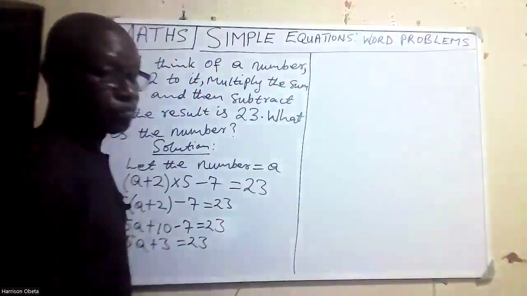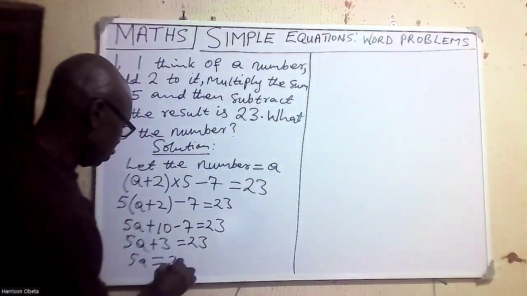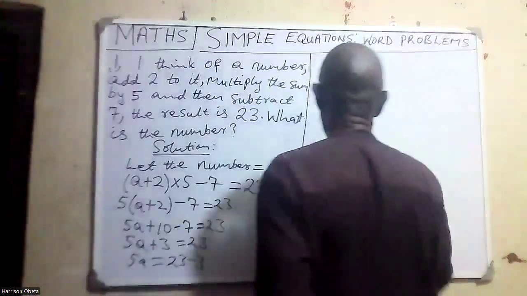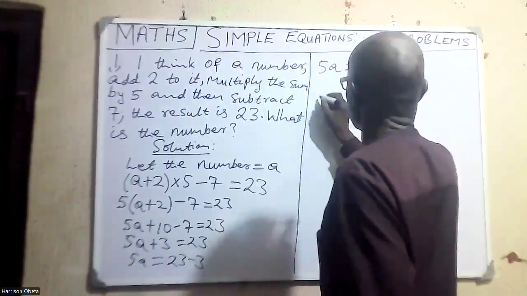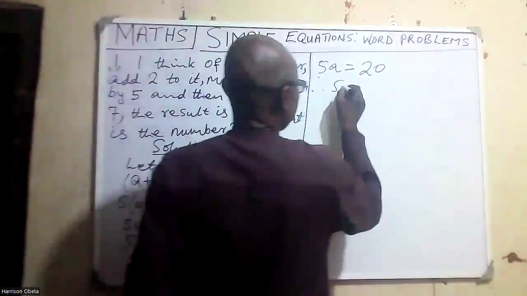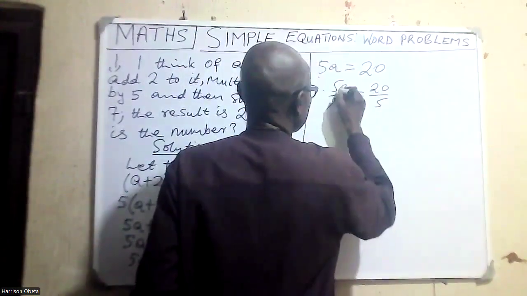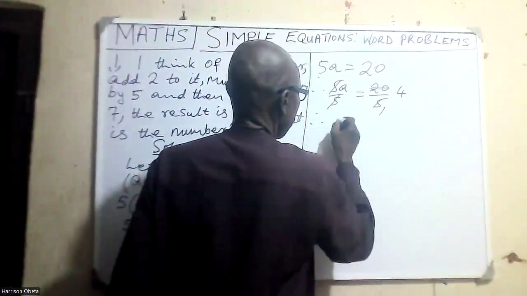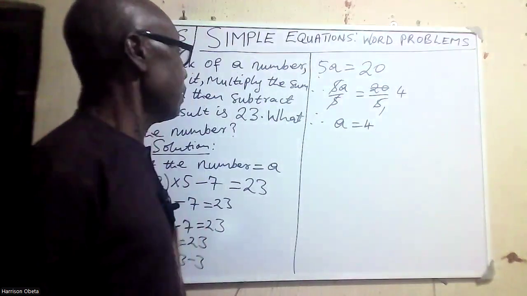Bringing them together, you have 5A is equal to 23 minus 3. That is this one crossing over. And that means that 5A is equal to 20. Therefore, dividing both sides by 5, we have 5A over 5 is equal to 20 over 5. This would go 5 in 5, 1, 5 in 20 is 4. Therefore, A is equal to 4. So the number we are talking about is 4.